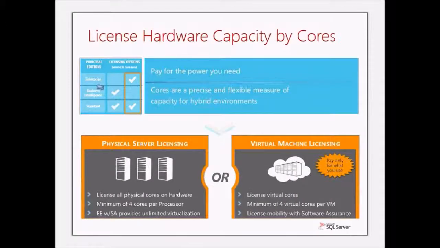The next thing is the capacity by cores. Again, this is kind of the pay for the power you need model. A core, again, a 6-core processor, that's 6 cores. I have 2 6-core processors, that's 12 cores. So if you look at physical server licensing, basically you count up all your cores, a minimum of 4 cores per processor, so there are some older machines back there, but you won't get into that too much.